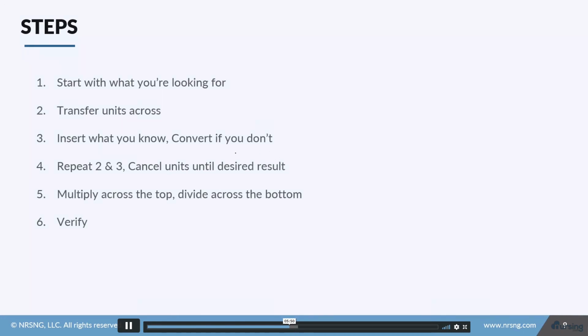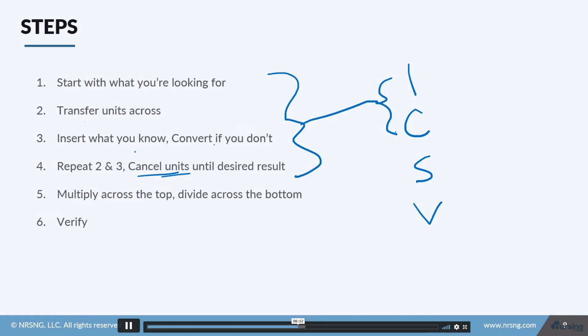Start with what you're looking for, transfer units across, insert what you know, convert if you don't, and then repeat those steps until you cancel enough units to get what you want. Now, if you've seen the basic calculations lesson, you know I give 4 steps: identify, convert, solve, and verify. These 4 steps here are your identify and convert steps. Step 5, multiply across the top, divide across the bottom. That's your solve step. And then the last step is always to verify. Same general process, just a little different in the execution.